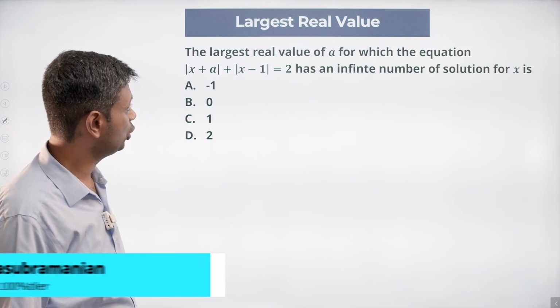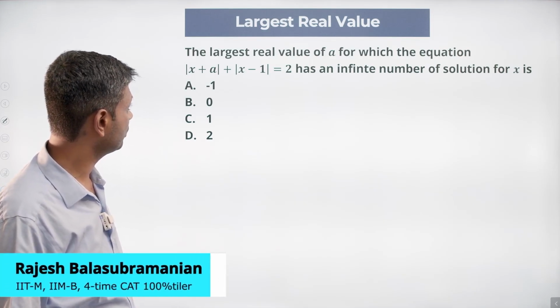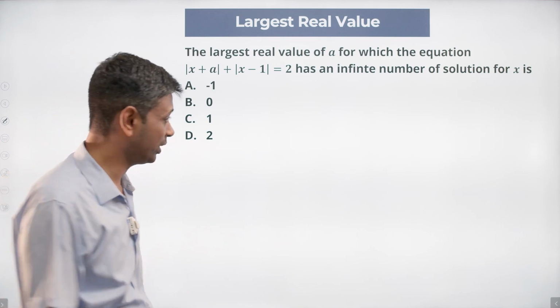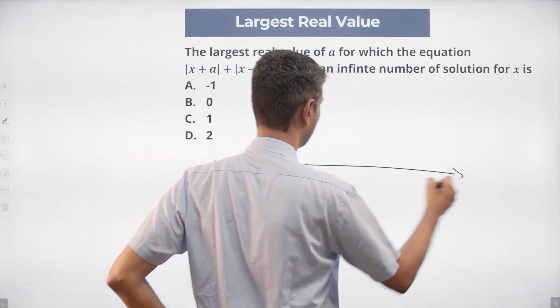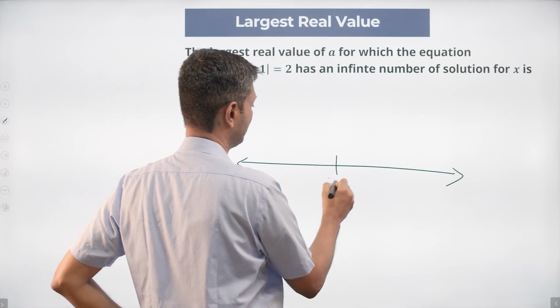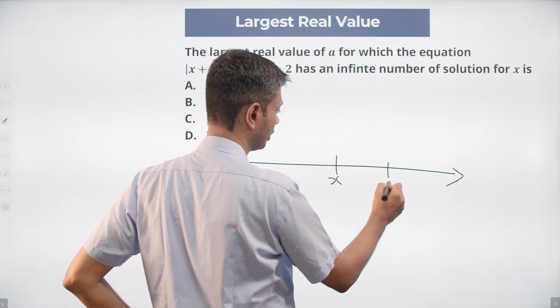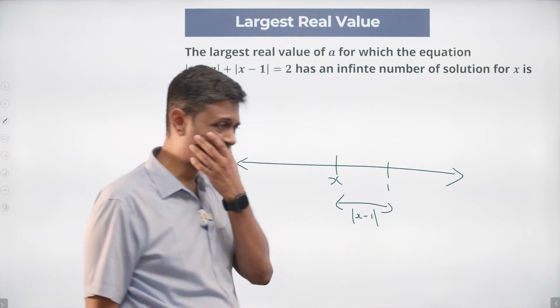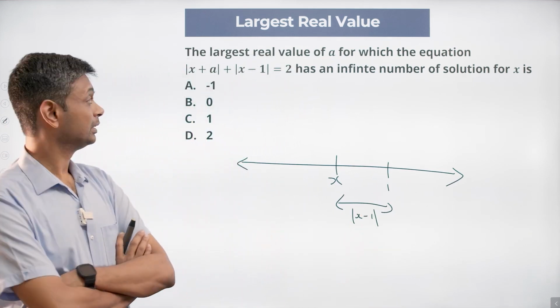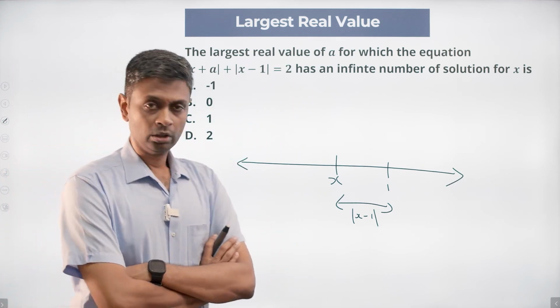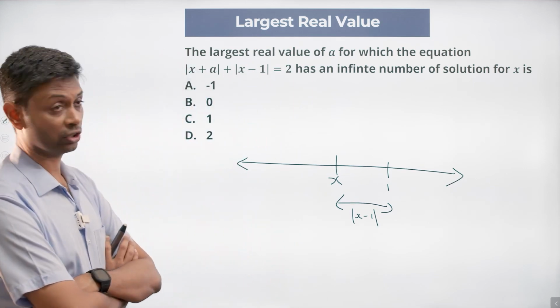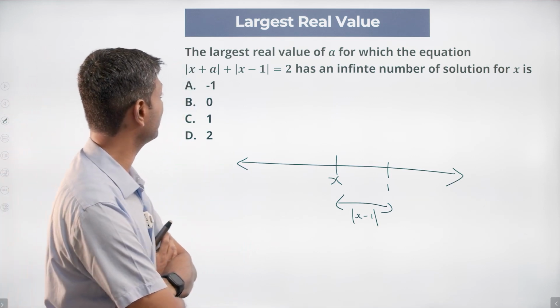The largest real value of a for which the equation modulus of x plus a plus modulus of x minus 1 equal to 2 has an infinite number of solutions for x. Nice simple question. And so we have x here and 1 here. This is modulus of x minus 1, which is nothing but the distance between x and 1. It has an infinite number of solutions.